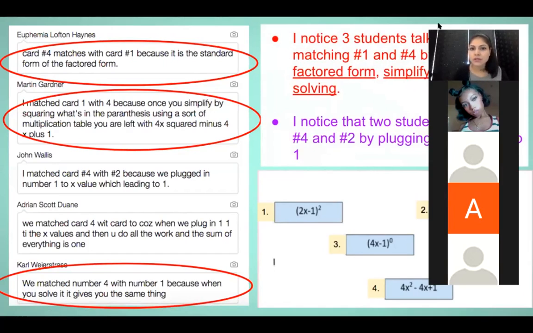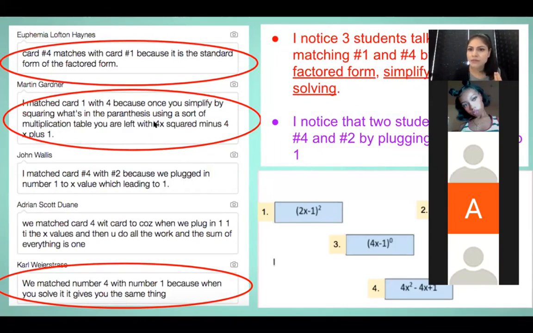So in red here on the right side, I put some bullets. I noticed that the 3 students who matched 4 and 1 mentioned either factored form, simplifying, or something called solving. That's what I noticed so far. And then we'll talk about the purple ones in a second. Right now, I'm just going to look at the ones I circled in red. I want to figure out exactly how these students matched 4 with 1. And the response that gives me the most information is the one from Martin.